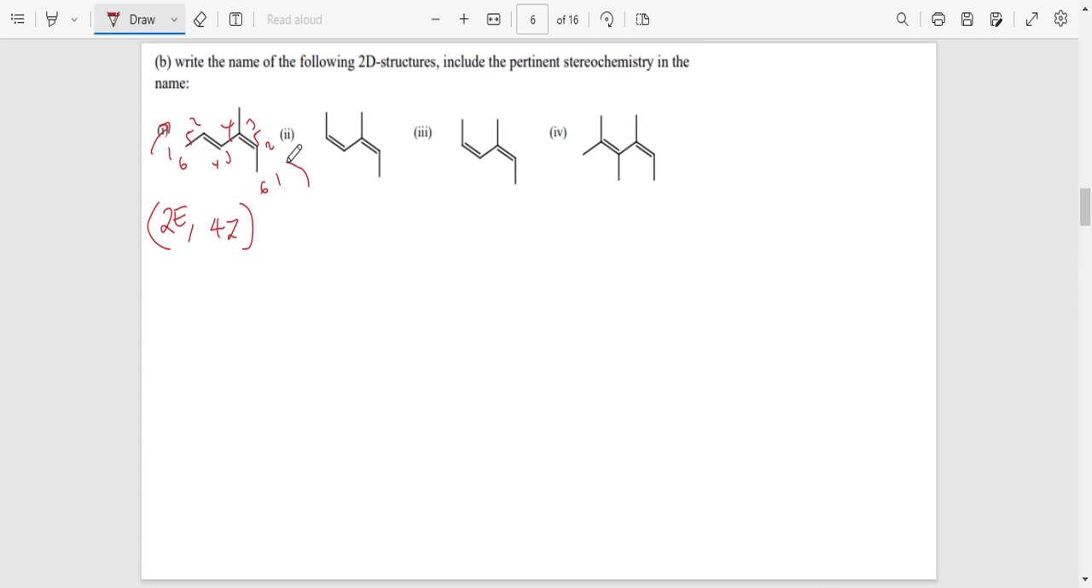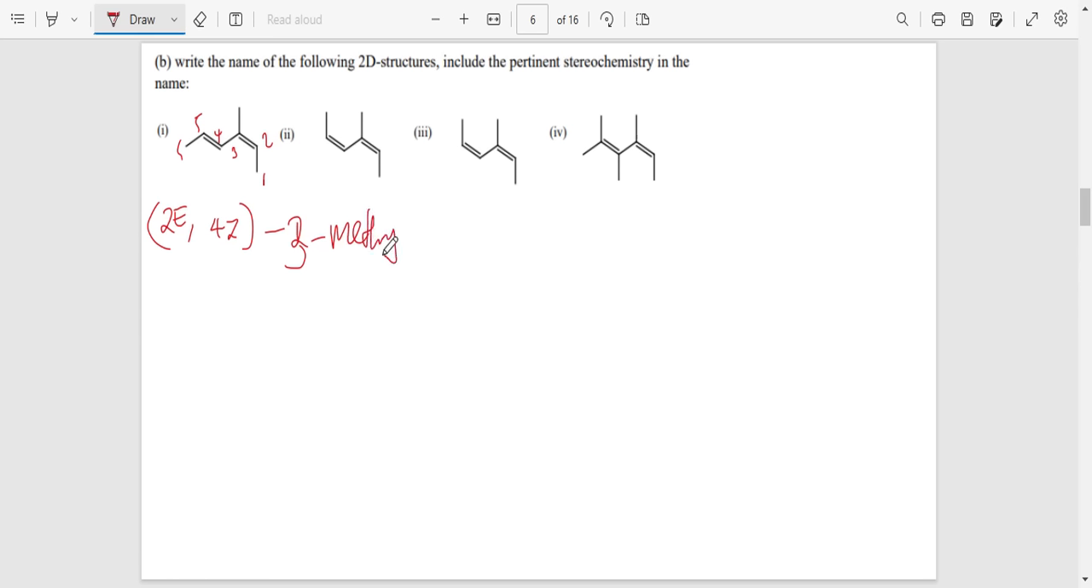But if I start counting from this direction, the methyl is going to be position number 3, and the other is going to be position number 4. So I would rather start in the direction that will give me a lower number to the methyl. So then the name is going to be 2E, 4Z, and then this is going to be what? Oh, sorry, let me first name the methyl. So I'll say 2E, 4Z, 3-methyl.